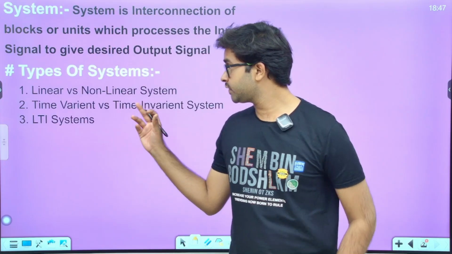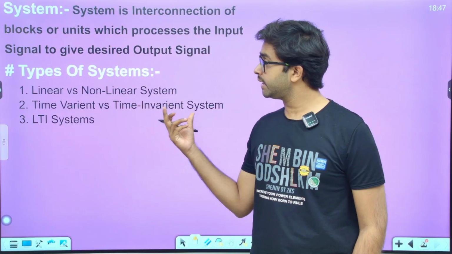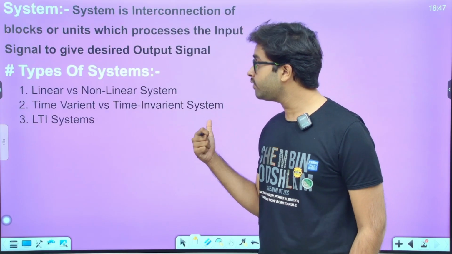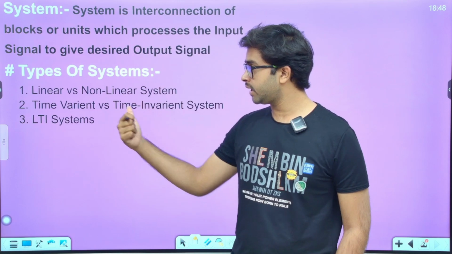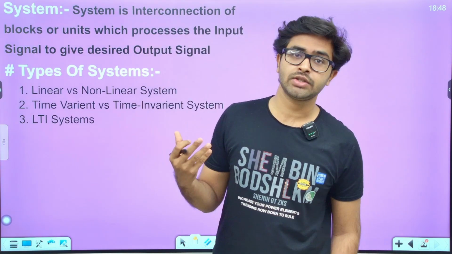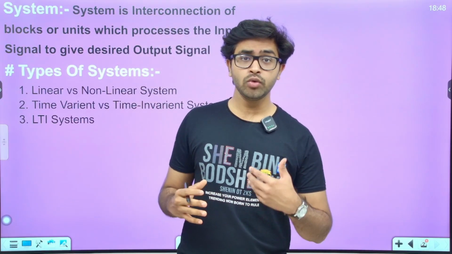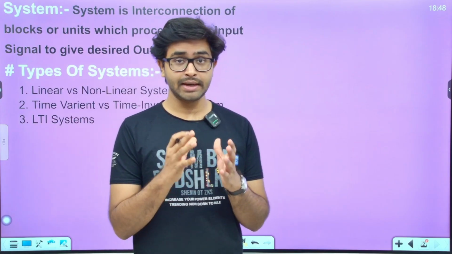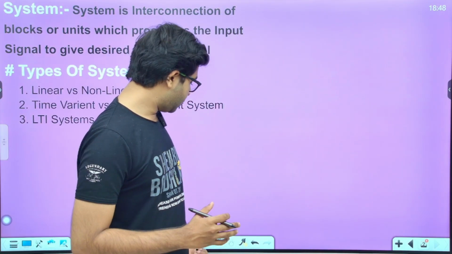So the basic types of systems are the linear versus non-linear systems, the first type. The second is the time variant versus time invariant systems. And third is the combination of the first and second parts, the LTI systems. So let's start today's discussion with what are linear and non-linear systems. How do we determine whether a specific system is linear or non-linear?